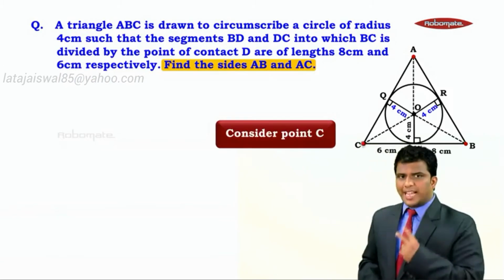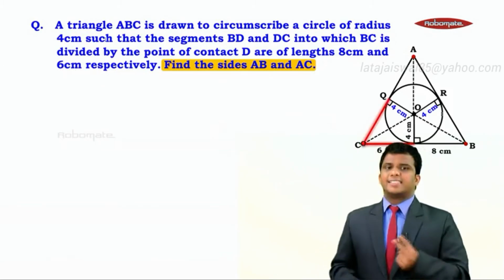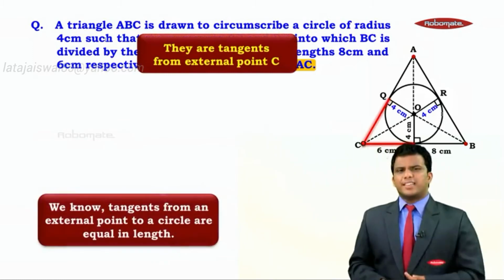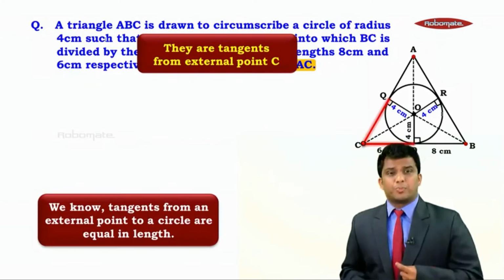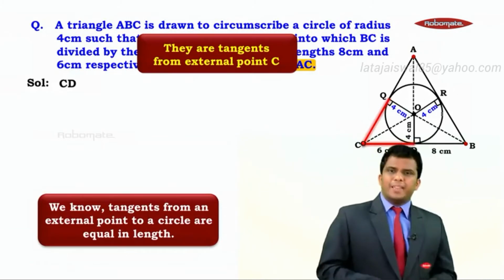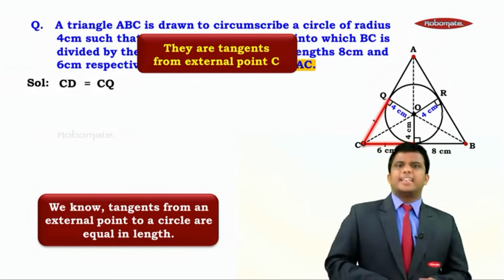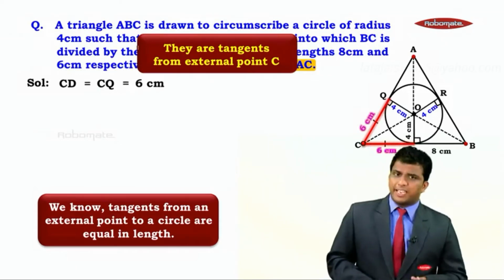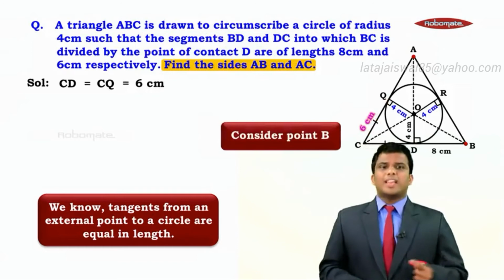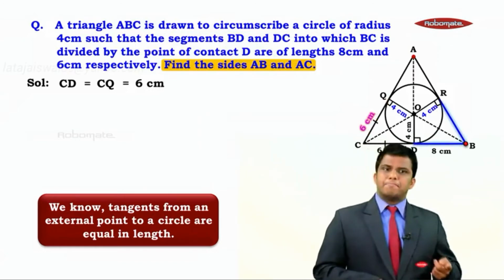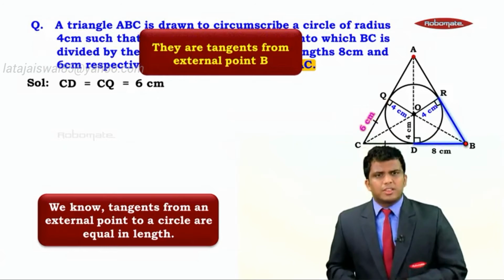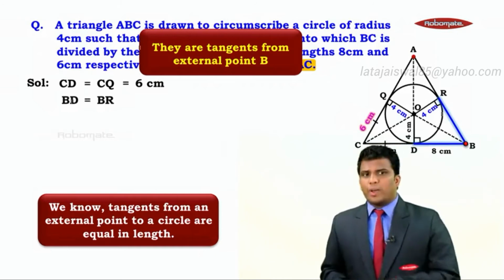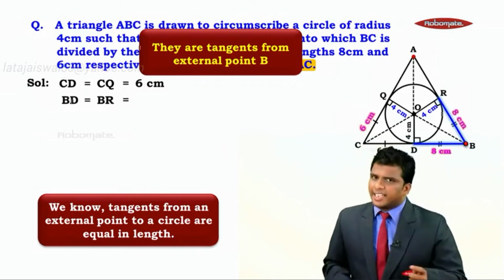For the circle, these 3 points are in the exterior. From C, there are two tangents, that is CD and CQ. They are the tangents to the circle from the external point C, and we know the lengths of tangent segments drawn from an external point are always equal. Hence, CQ will be equal to CD. Since CD is 6 cm, CD and CQ both will be 6 cm. Further, from B, BD and BR are also the tangent segments drawn to the circle from an external point B. That means BD and BR will be equal, and they will be 8 cm each.